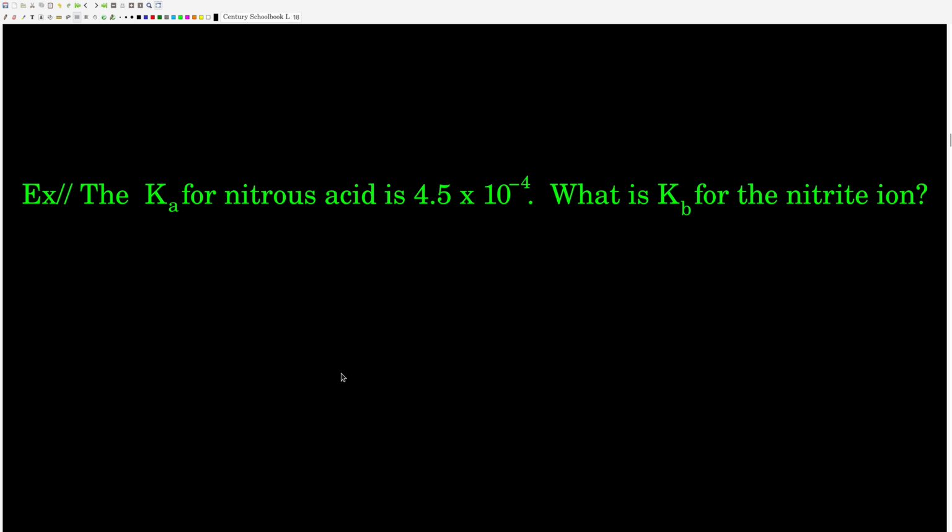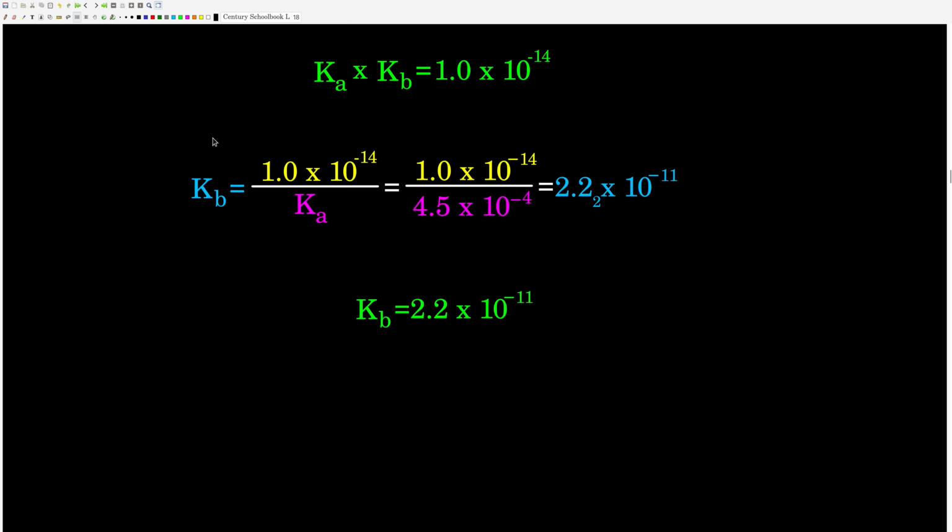So we're given that the Ka for nitrous acid, HNO2, is 4.5 times 10 to the minus 4th. What's Kb for its conjugate base, which would be the nitrite ion? So let's go ahead and calculate that real quick, and come on back when you get an answer. Welcome back, guys. So we use Ka times Kb equals 1.0 times 10 to the minus 14th, or because we want Kb, we rearrange this. So Kb equals Kw over Ka. Kw is 1 times 10 to the minus 14th. We were given Ka, and we get 2.2 times 10 to the minus 11th for Kb. That's all there is to that.